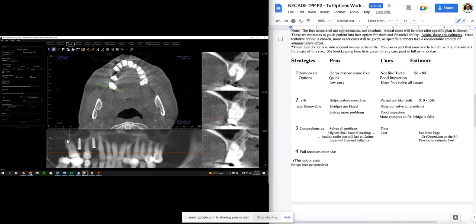How does that sound, Elena? That's interesting. I never thought about taking it down. So you would only take it out of occlusion enough and then get it in the right spot and then you'd prep it. Is that what you're saying? I would prep it first.